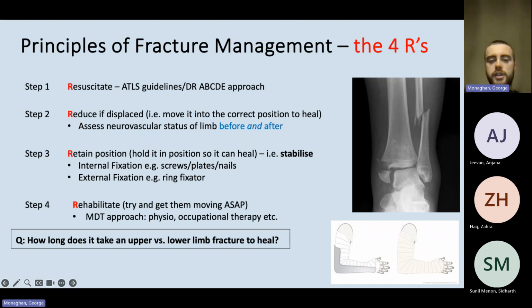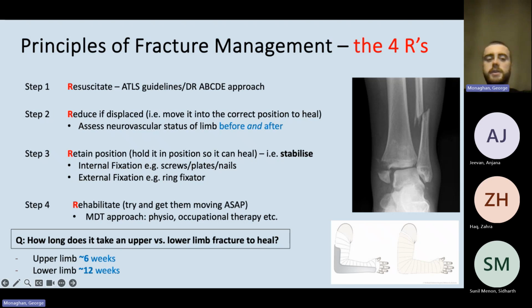So a question here: how long does it take an upper versus a lower limb fracture to heal? Let's give a few seconds. If anyone wants to answer, then go ahead. And if not, I'll just go forwards.